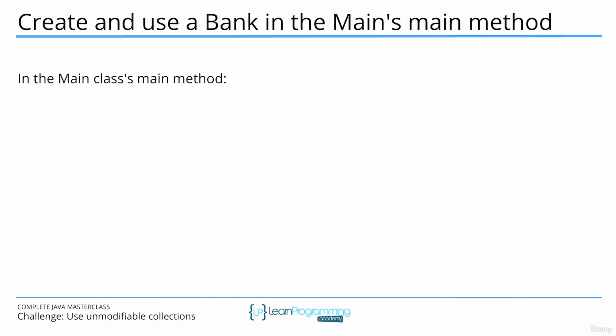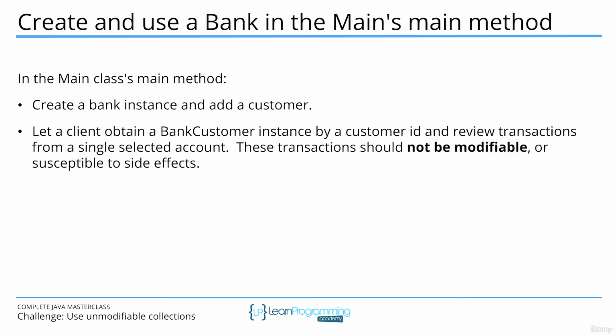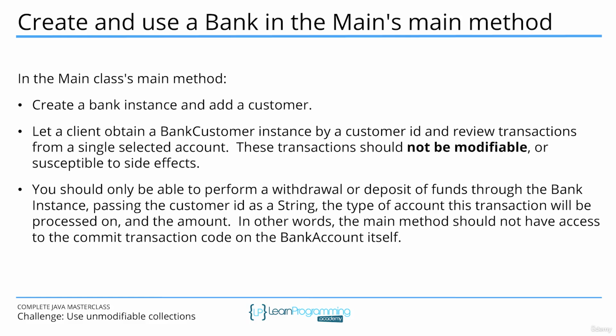In the main class's main method, create a bank instance and add a customer. Let a client obtain a bank customer instance by a customer ID and review transactions from a single selected account. These transactions should not be modifiable or susceptible to side effects. You should only be able to perform a withdrawal or deposit of funds through the bank instance, passing the customer ID as a string, the type of account this transaction will be processed on, and the amount. In other words, the main method should not have access to the commit transaction code on the bank account itself.